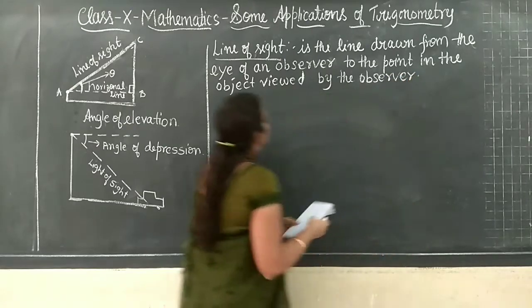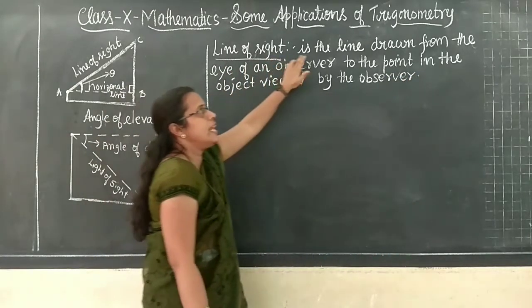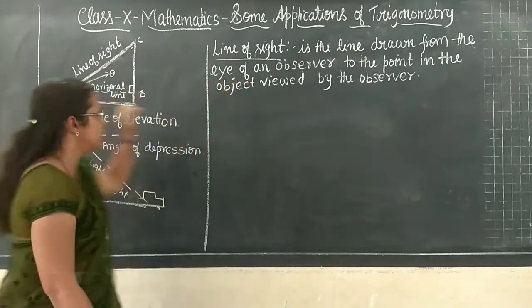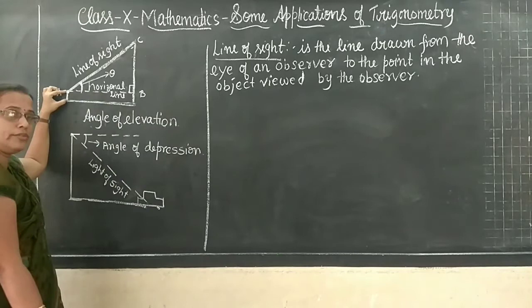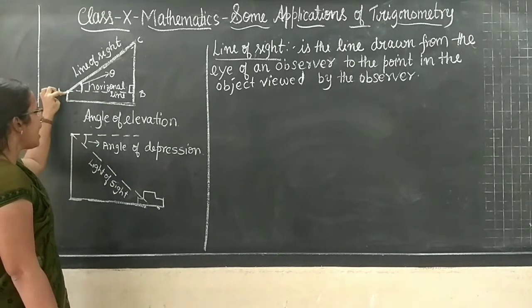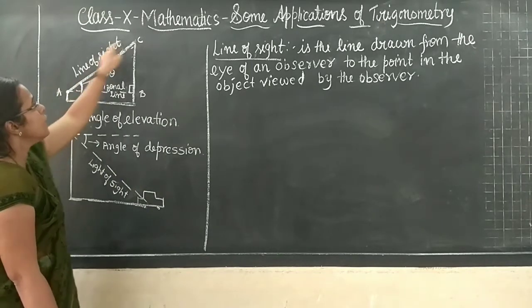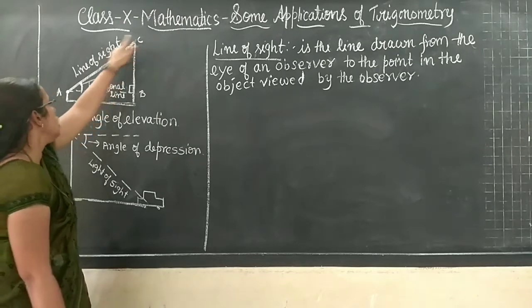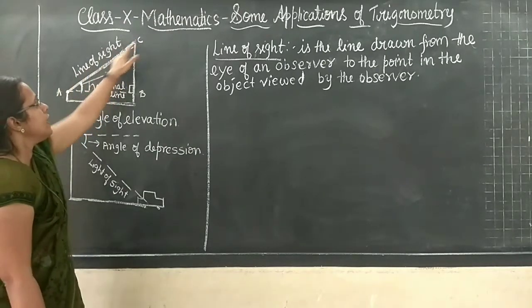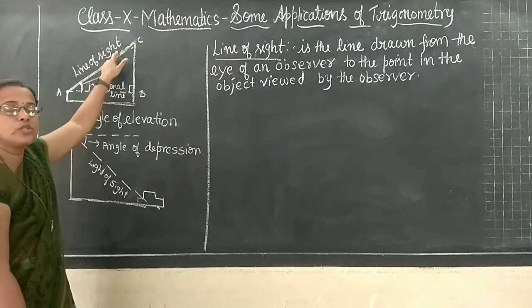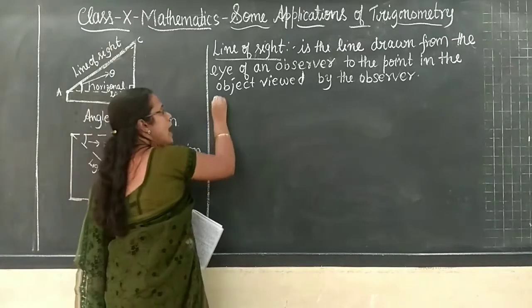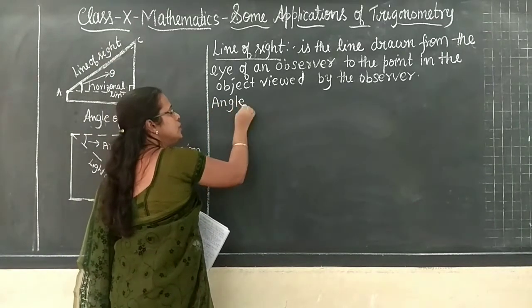Okay, children. So, line of sight is the line drawn from the eye of an observer. If I am standing here, I am the observer. From my eyesight, I am seeing the point. Now you have to view. So, this line is called the line of sight. Okay. So, then next, the angle of elevation.